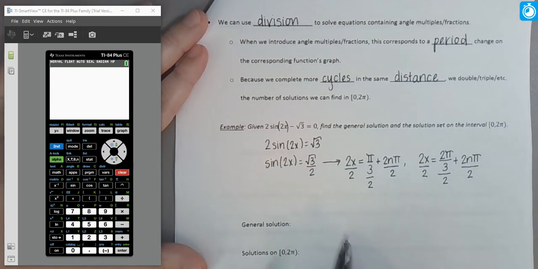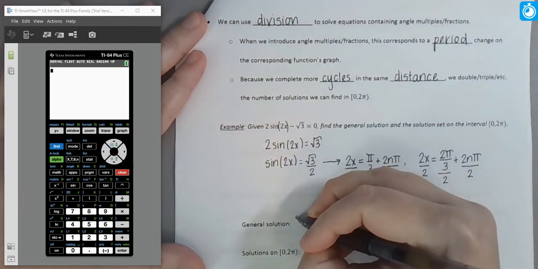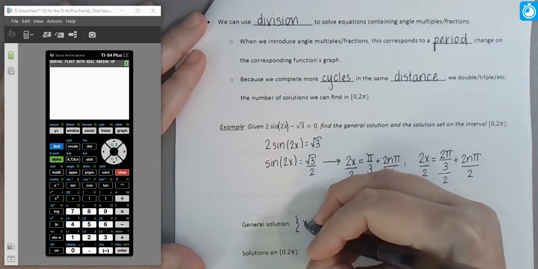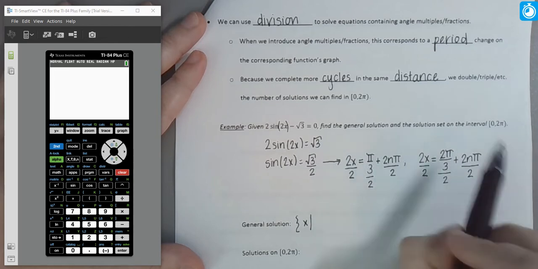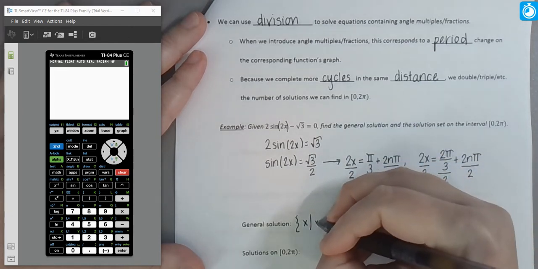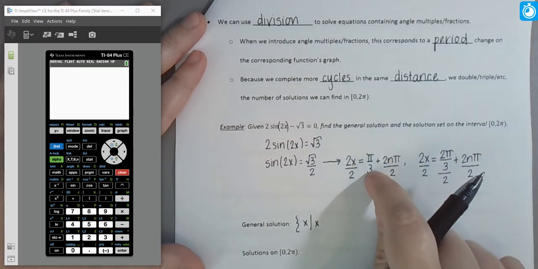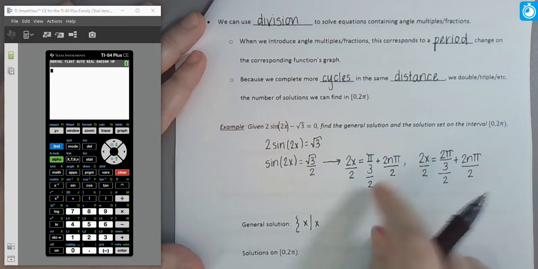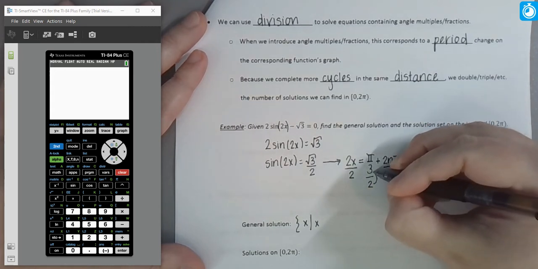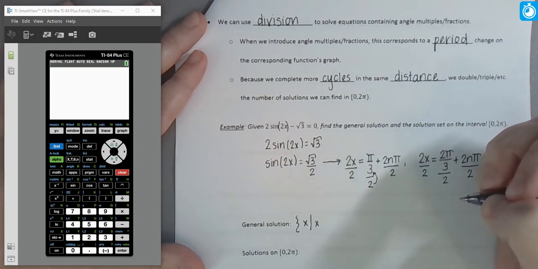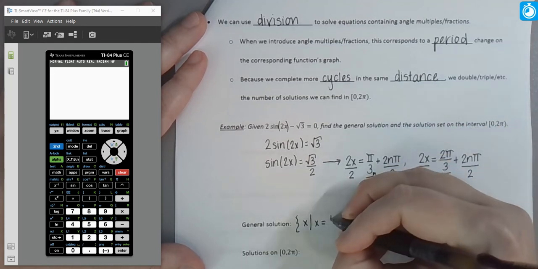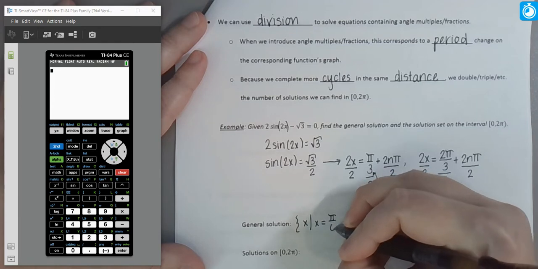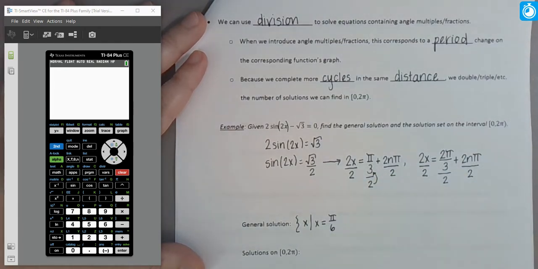So simplifying all of this down, our general solution is all x such that x fits into this formula or it fits into this formula. So for the first one, it's going to be x is equal to pi over 3 divided by 2. Well, if we're doing something like that, that 2 can essentially just go to the denominator. So pi over 3 divided by 2 is the same thing as pi over 6.